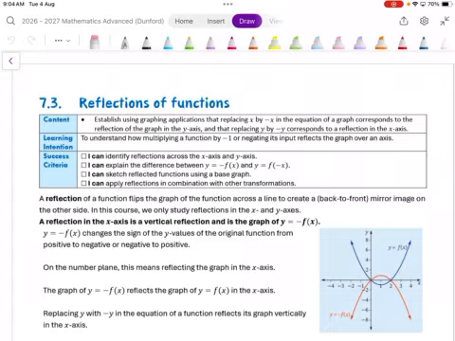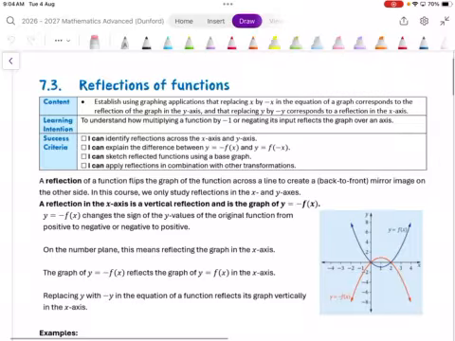Alrighty, so what we're looking at today, guys, is reflections of functions. That's where our whole function is flipped about either of our axes. A reflection of a function flips the graph of the function across a line to create a back-to-front mirror image on the other side. In this course, we only study the reflections in the x and the y axes.